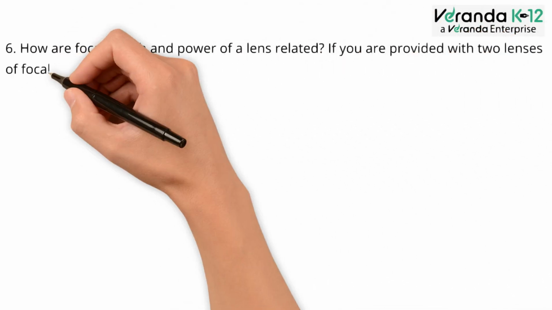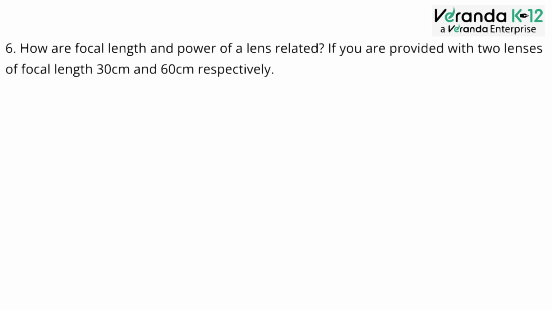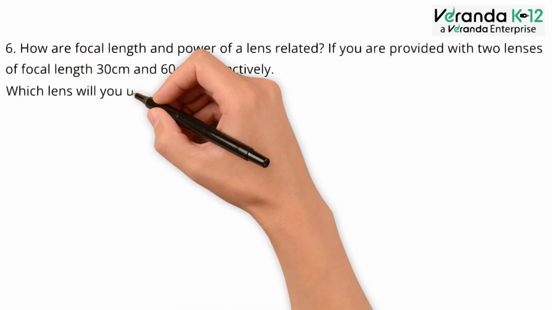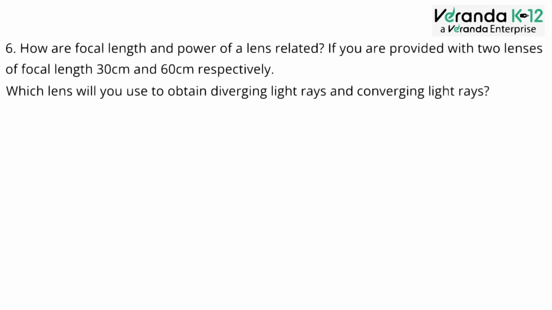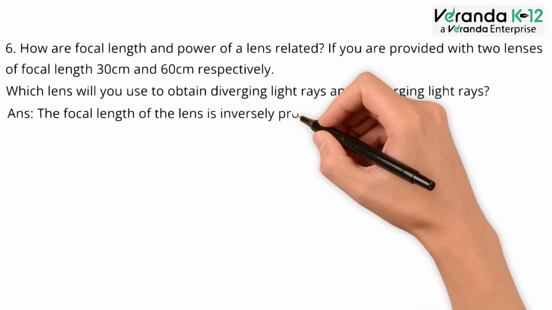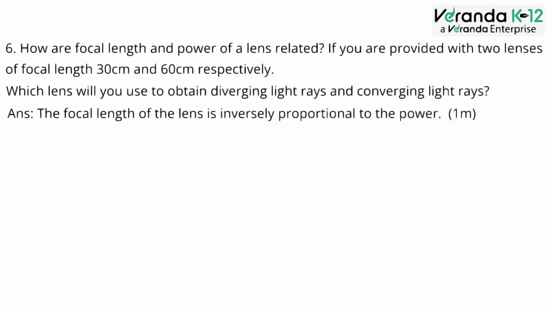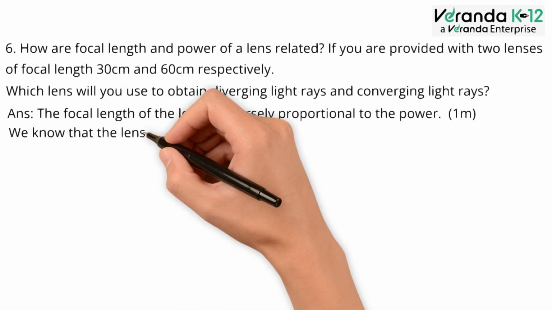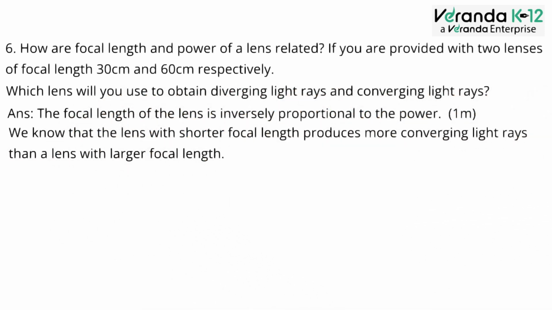Question number 6. How are focal length and power of a lens related? If you are provided with two lenses of focal length 30 cm and 60 cm respectively, which lens will you use to obtain diverging light rays and converging light rays? Solution. We know the power of the lens and the focal length are inversely proportional to each other. So that answers the first part of the question.